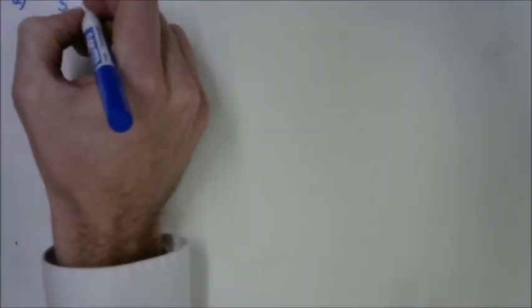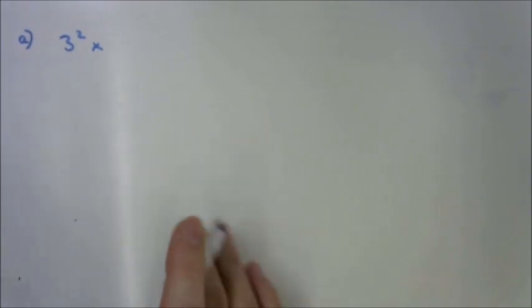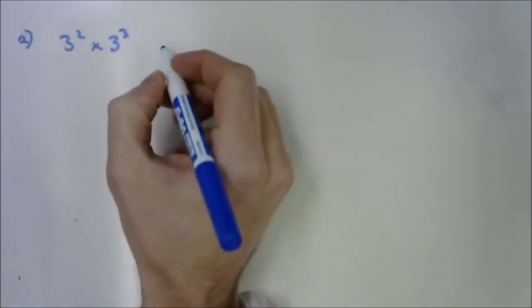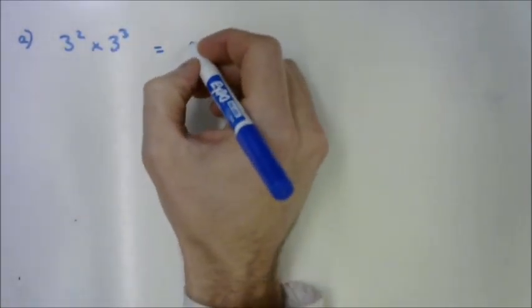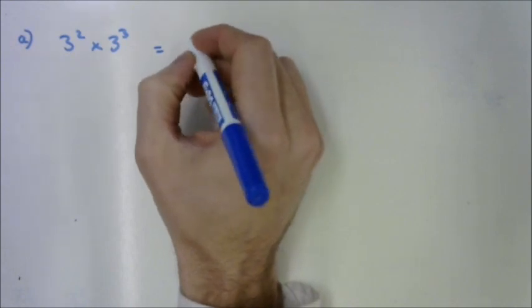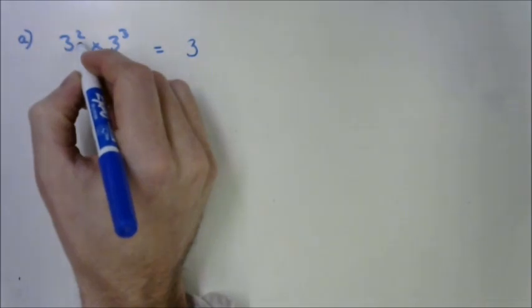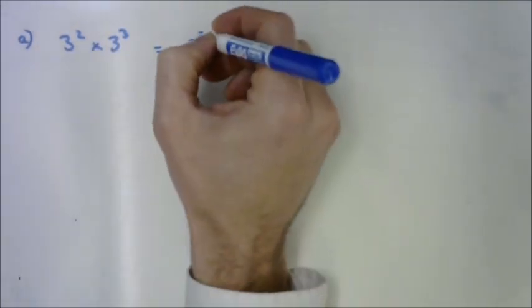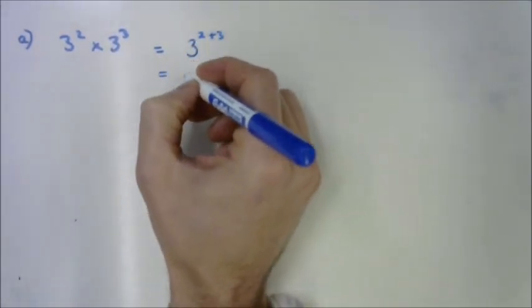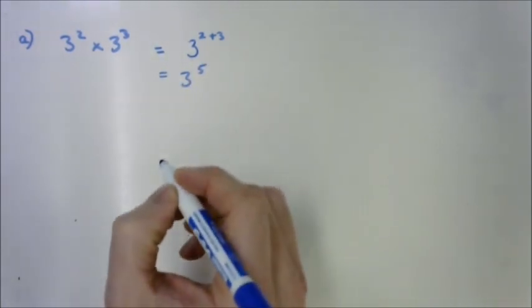Example 1, write each product as a single power, then evaluate each power. So we're applying the product rule over and over and over again. So here we have A, 3 squared times 3 to the power of 3. Can we write that as a single power? Yes. It's just like the top. We just add these. We got 2 plus 3, which equals 3 to the power of 5.